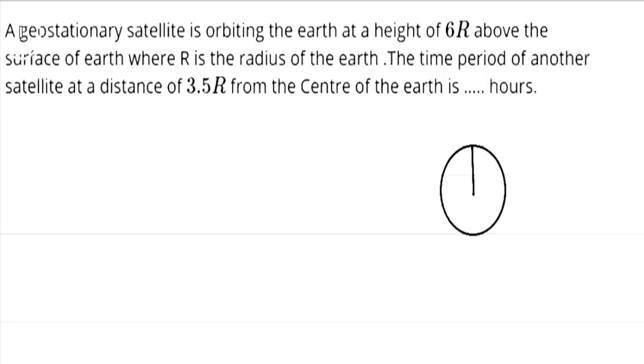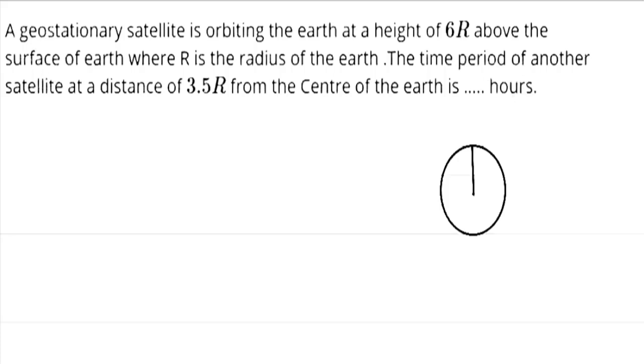Hello everyone, in this question, a geostationary satellite is orbiting the Earth at a height of 6R above the surface of the Earth, where R is the radius of the Earth. The time period of another satellite at a distance of 3.5R from the center of the Earth is now.